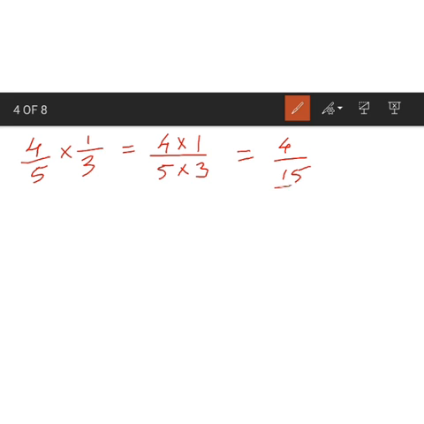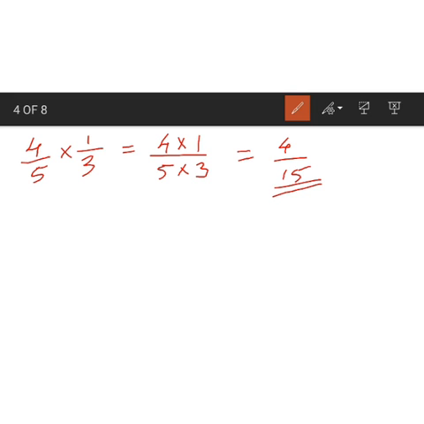Now, let us do some examples. Consider the fractions 4 by 5 and 1 by 3. We have to multiply these two. So, what will we do? We will multiply the numerators and the denominators. So, 4 into 1 divided by 5 into 3. That will be 4 into 1, we get 4, divided by 5 into 3, we get 15. So, we got our answer as 4 by 15. The product of two fractions is equal to the product of numerators by the product of denominators.